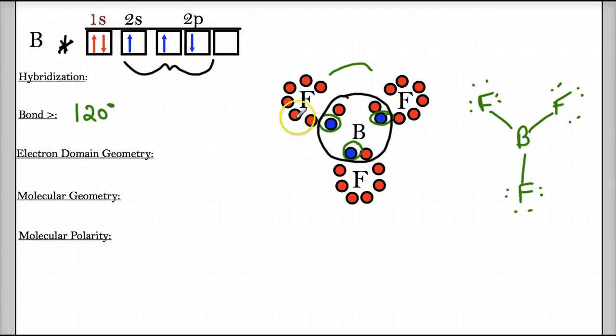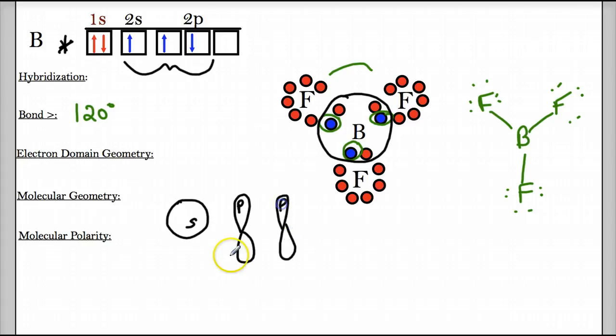Now, so we have three orbitals. We have an S that's spherical. We have a P that's spherical. I'm sorry, that's a dumbbell. And we have another P that's a dumbbell.